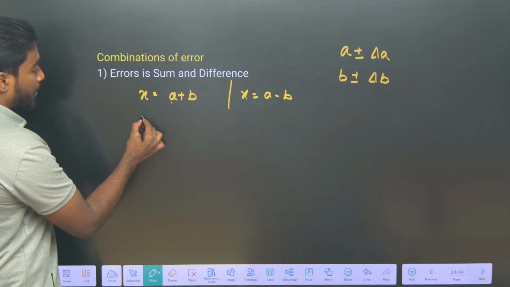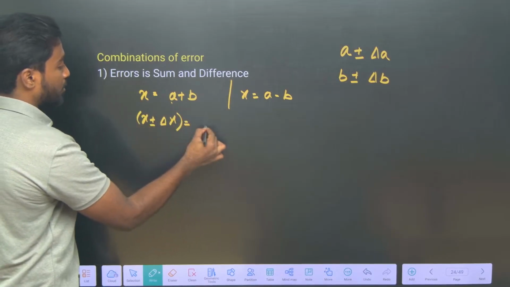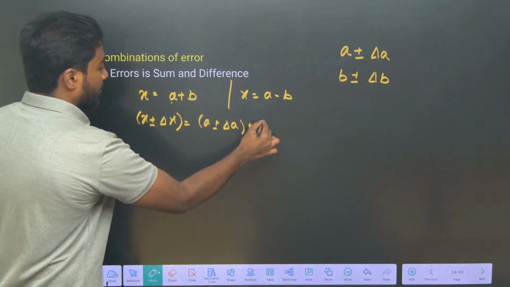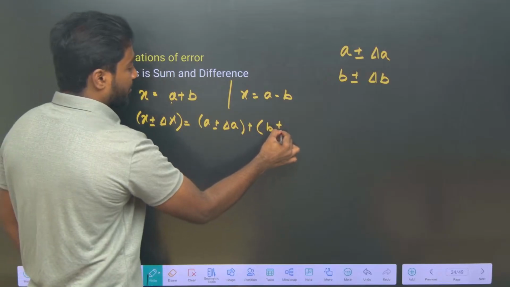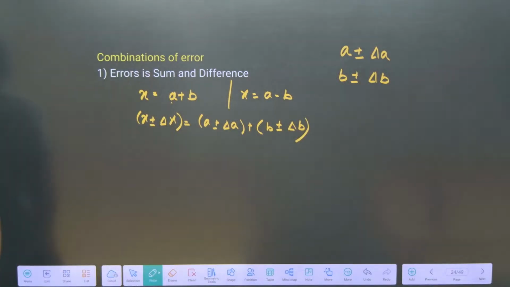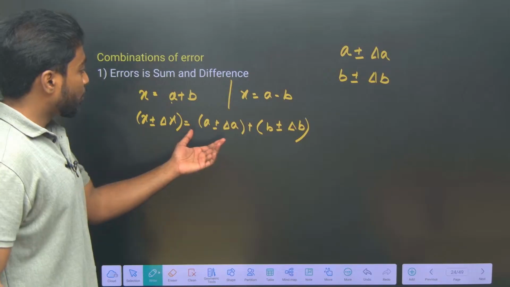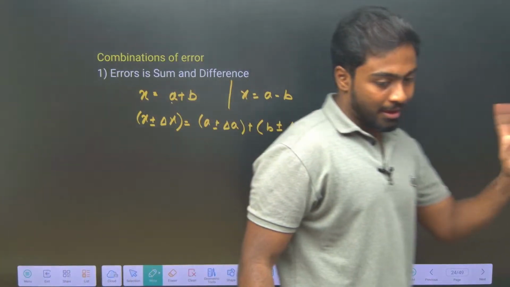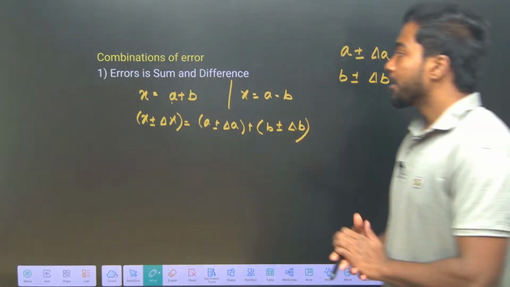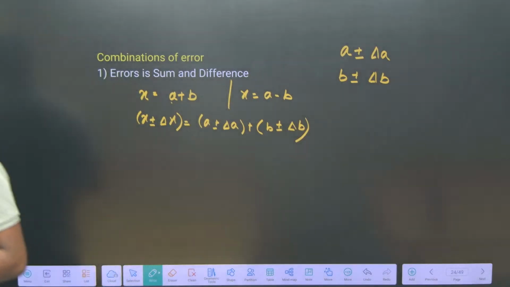Let me take here x plus or minus delta x will be equals to a plus or minus delta a plus b plus or minus delta b. Yes, this is the thing. Now what should I do here? I need to somehow eliminate x, a and b. The only things I need to have are delta a, delta b and delta x to get the answer for the question. That is the main motive here.